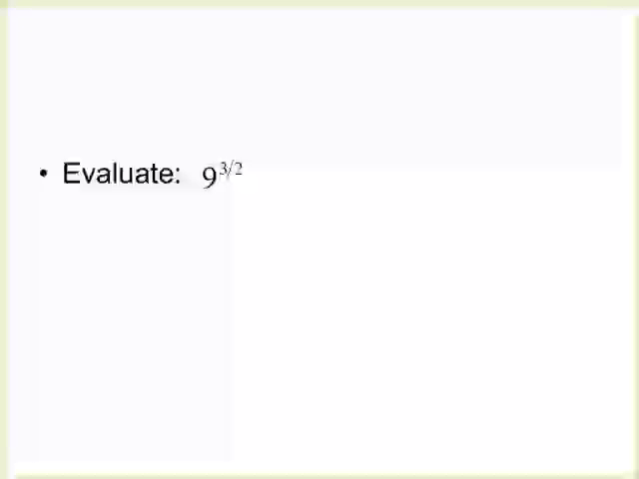So what we're going to do is write this as a power and a root. The top is the power, so that's 9 to the power of 3. The bottom is a root, so that 2 tells us that we're taking a square root. The top is the power, the bottom is the root. So that 3 in the top of the fraction gives us a third power. The bottom gives us a root, so it's a second root or a square root.